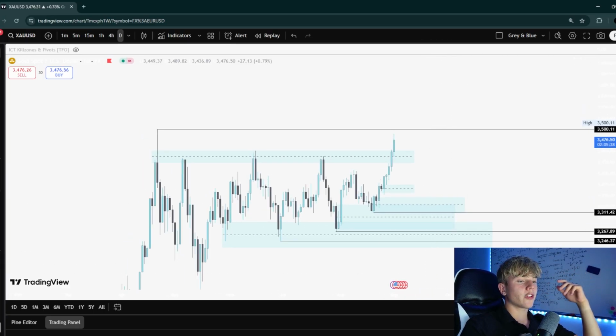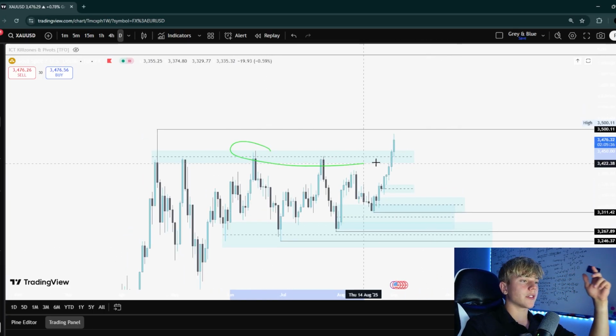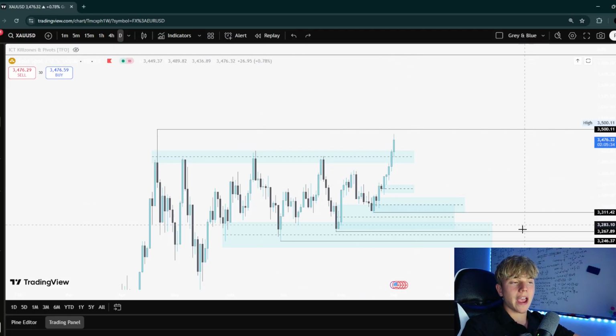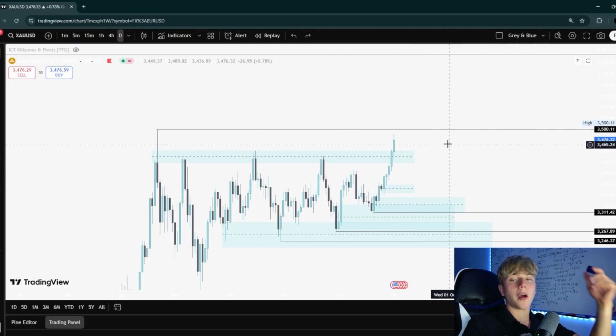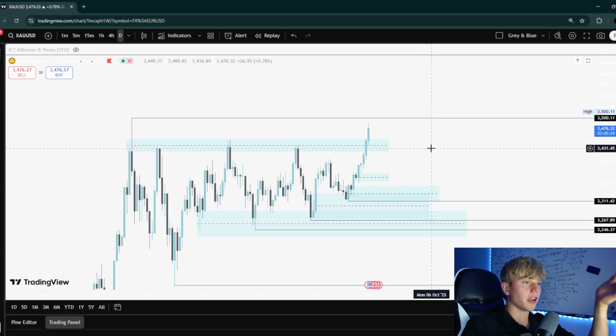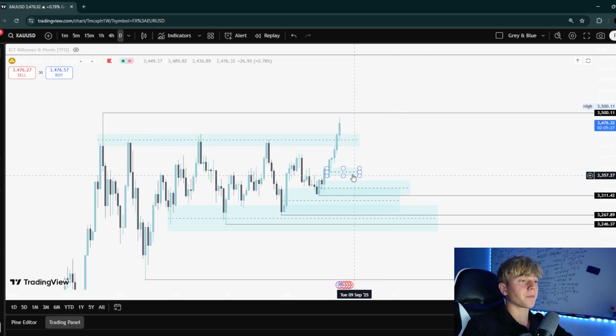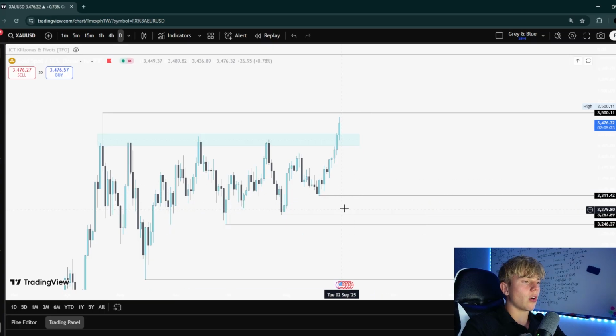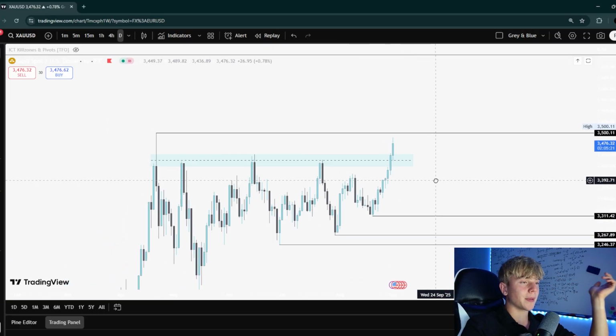And now, what do I think with my experience of trading gold? I see that we've just broken out of this resistance area. And when price breaks out of an area, price usually likes to come back and retest the area it just broke out from. So let me get rid of all these blue boxes. I'll keep the black lines, but I'll remove the blue boxes so we can see a bit clearer.